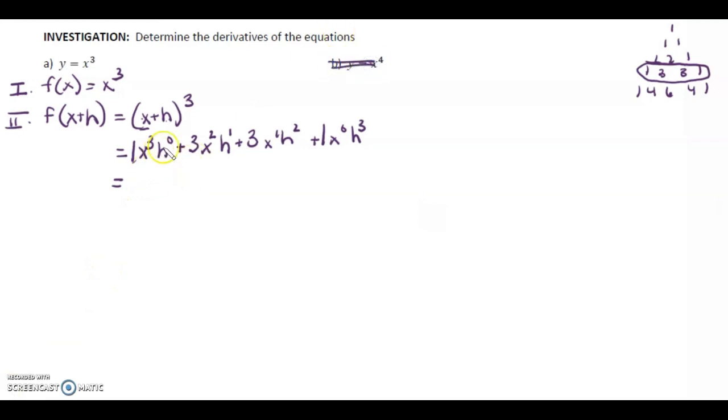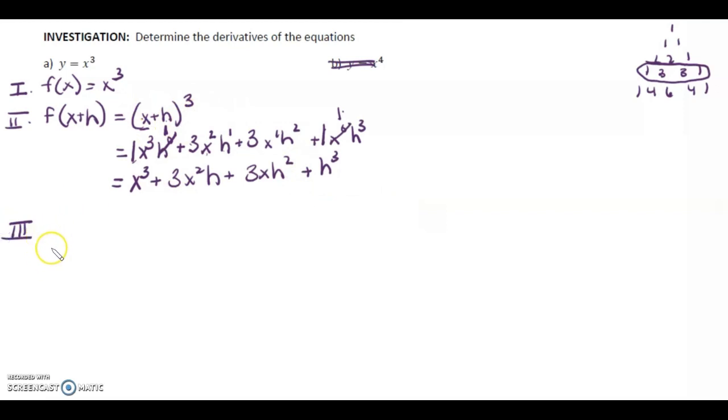I'll put that back on the page. So if we were to come down here and simplify this, h to the 0 is just 1, so it's like multiplied by 1. So our first term is just x cubed. Our second term is 3x squared h. Our third term is 3x h squared. And our fourth term, 1, and then x to the 0. Anything to the 0 is 1, so 1 times h cubed. So this is the expansion of x plus h cubed.